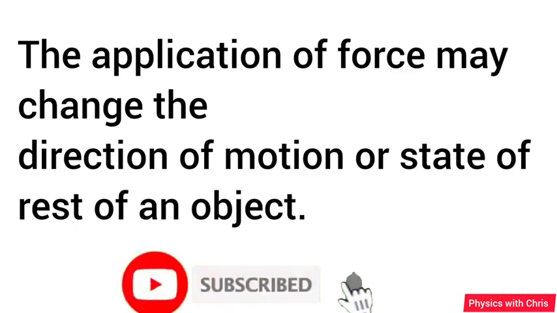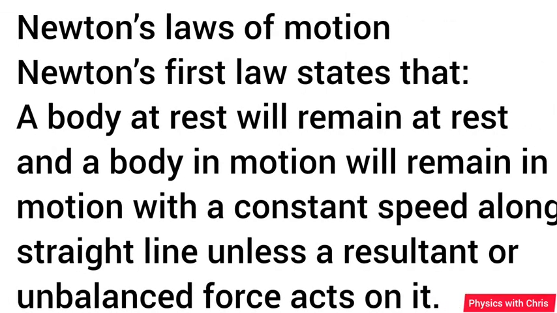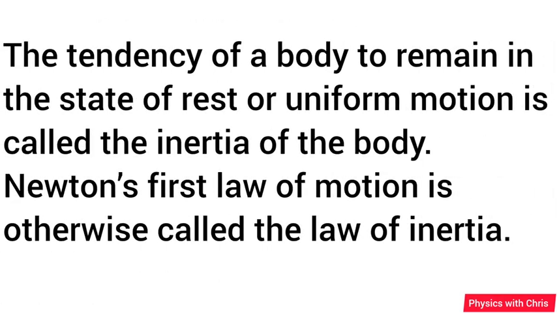We call them Newton's laws of motion. Now, the first law of motion is the law of inertia. It states that a body at rest will remain at rest, and a body in motion will remain in motion with a constant speed along a straight line, unless a resultant force, an unbalanced force, an external force acts on it. Now, the tendency of a body to remain in the state of rest or in the state of uniform motion along a straight line is called inertia of the body.